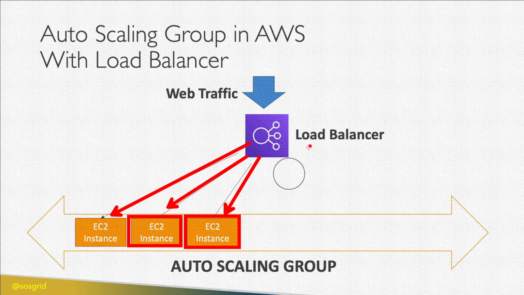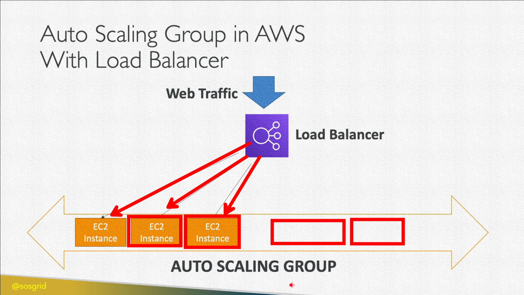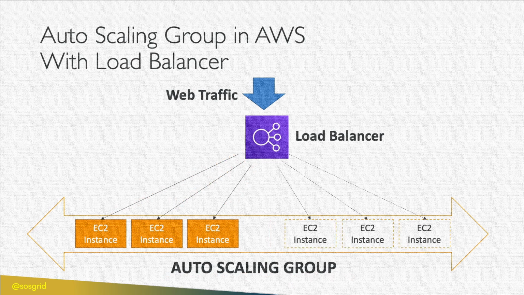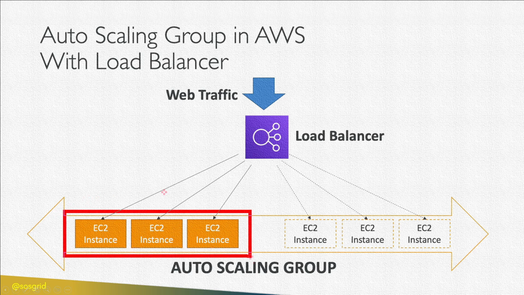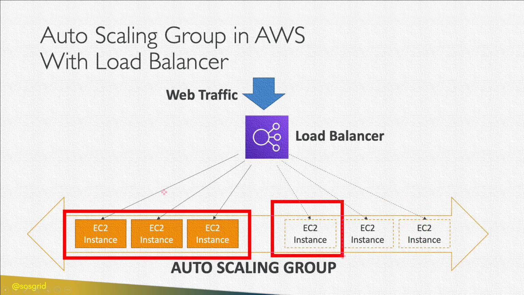If there is more load which can't be held by these 3 instances, more EC2 instances will be created by the auto scaling group. So you have more instances automatically created if the traffic is much more than the capacity of what this EC2 instance can hold. Others are automatically created, and it keeps going on like that.